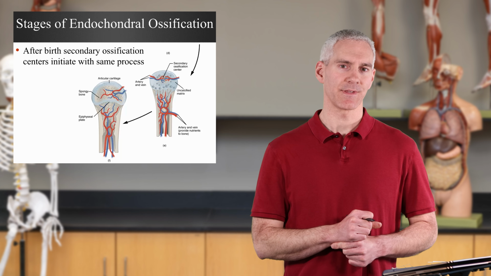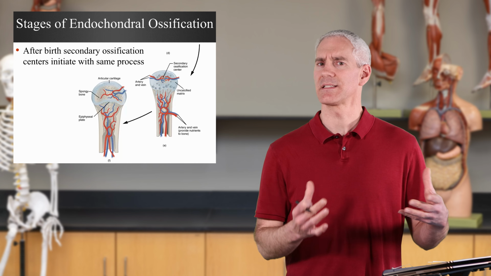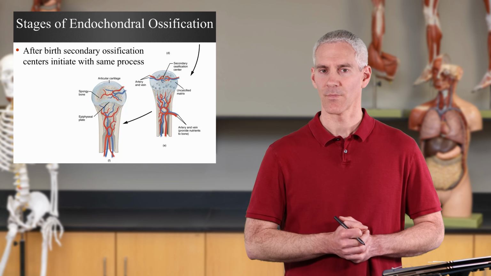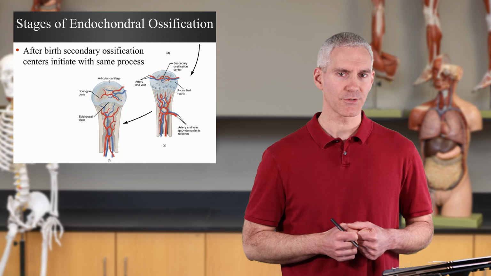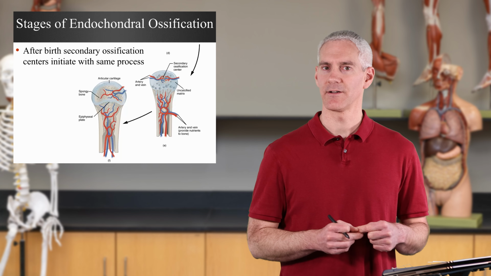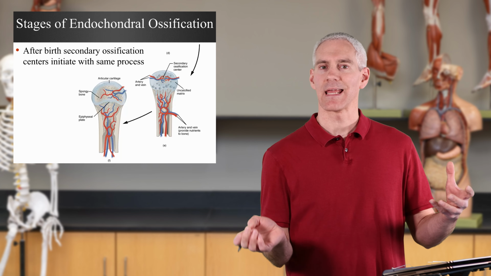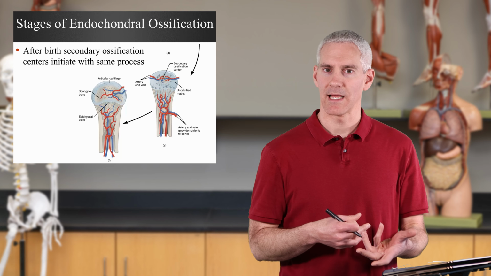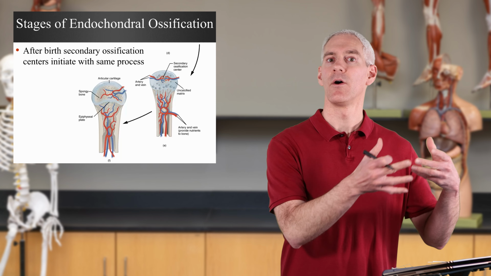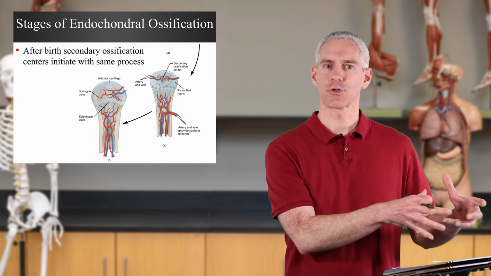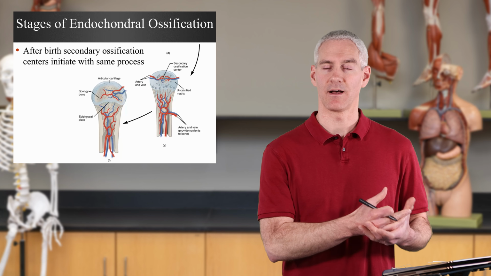These secondary ossification centers will go through the same exact process as the primary. You have the calcifying of the matrix, the chondrocytes are dying off. That means the cartilage matrix is disintegrating, capillary comes in, blood supply means more osteoblast cells, forming a spongy bone, and you're creating actual calcified matrix of the osseous tissue.